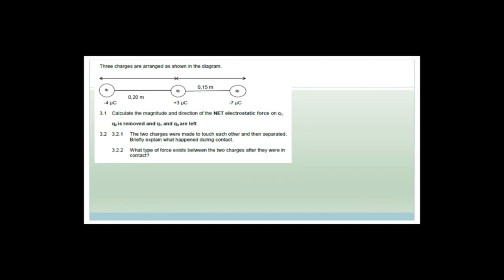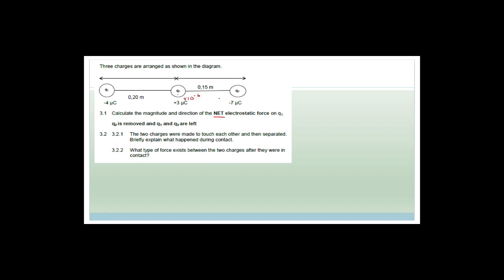There we have three charges again that are arranged as shown in the diagram. We've got Q1 in the middle with plus 3 microcoulombs. Remember that's times 10 to the negative 6 coulombs. Here's Q2, which is 0.2 meters away at minus 4, and Q3 at minus 7. Again, it says calculate the magnitude and the direction of the net electrostatic force on Q1.